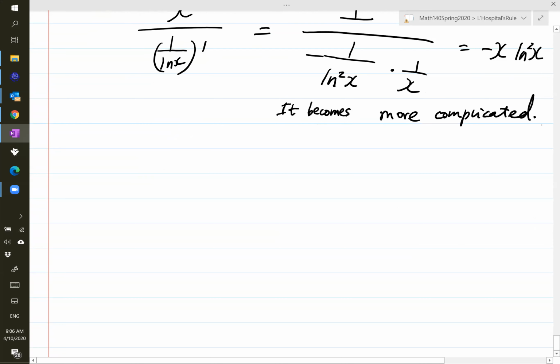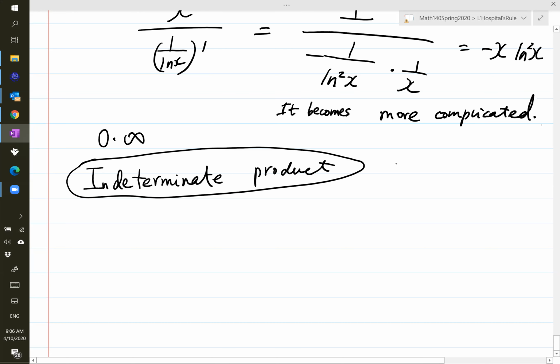This is called 0 times infinity, an indeterminate product. For this, we usually just flip f or g. We write f times g as f over 1 over g, or g over 1 over f. This is the usual trick that we do with an indeterminate product.